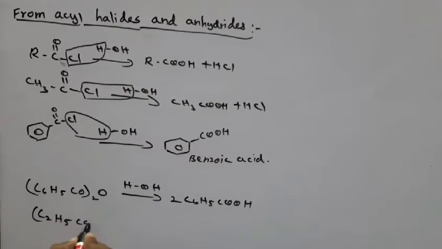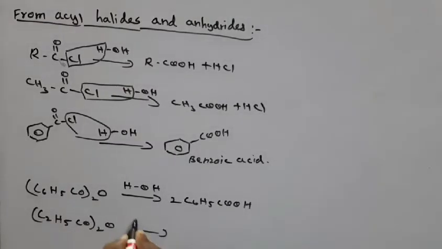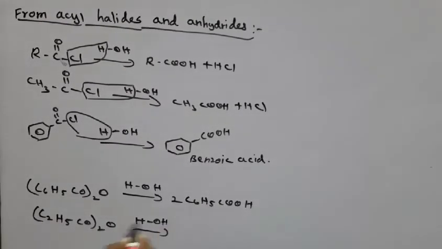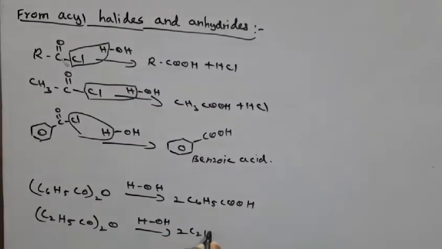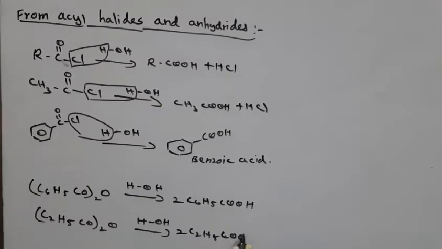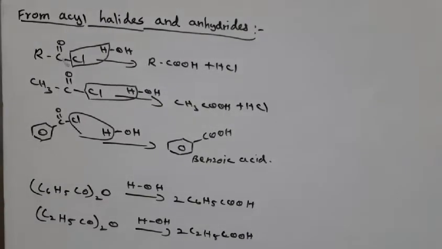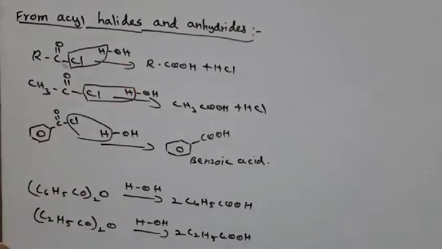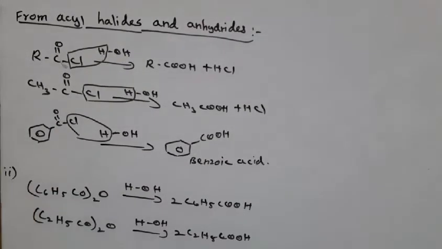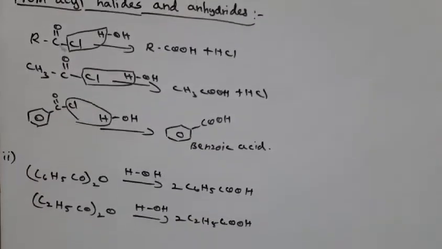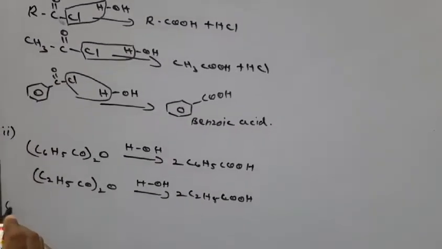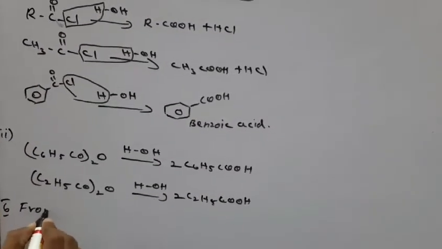Suppose ethanoic anhydride means C2H5 CO twice O, C2H5 CO. In the presence of hydrolysis reaction, we can get ethanoic acid, 2C2H5COOH. Okay, so this is for anhydrides. The first one was acyl halide, the second one is from anhydrides; we can get acids. Okay, the last one is from esters.